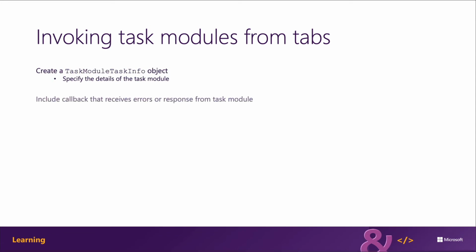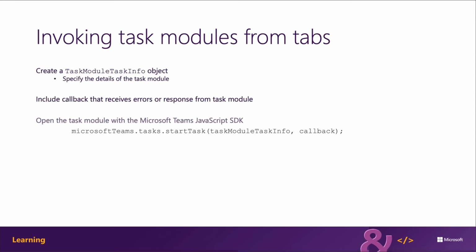To invoke your task module from a tab, you're going to call the microsoftTeams.tasks.startTask method on the JavaScript SDK. And for that, you can pass in 2 values. You can pass in a task info object, which is required, and a callback. The task info object, which is actually an object of type TaskModuleTaskInfo, contains a bunch of different properties.